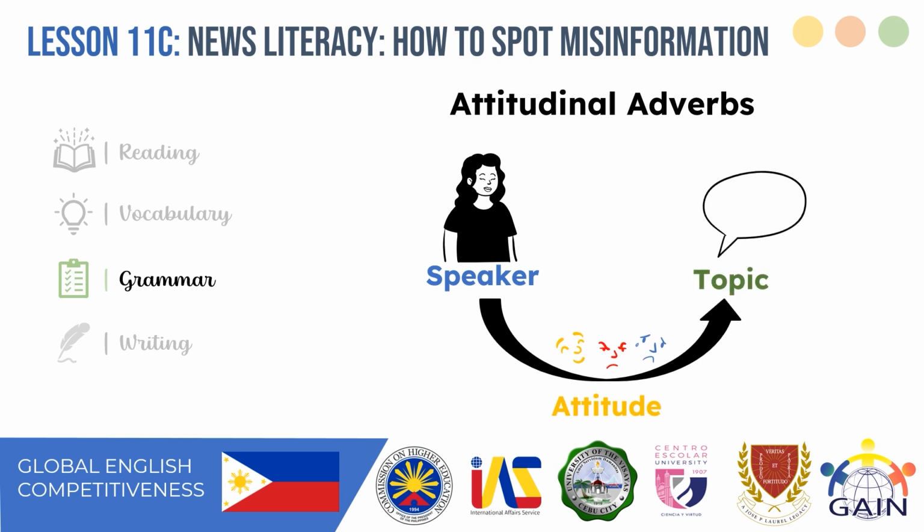Attitudinal adverbs are words that tell us about the speaker's feelings or opinion towards what they're saying. So in a sentence like, fortunately it didn't rain, the word fortunately lets us know the speaker is expressing relief or good luck. Attitudinal adverbs help us understand how someone feels when speaking. Now let's apply this learning through some activities.